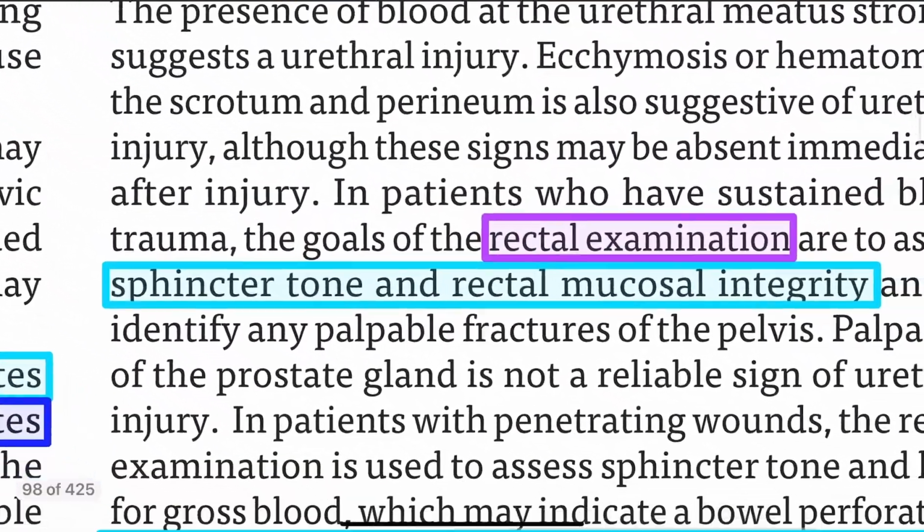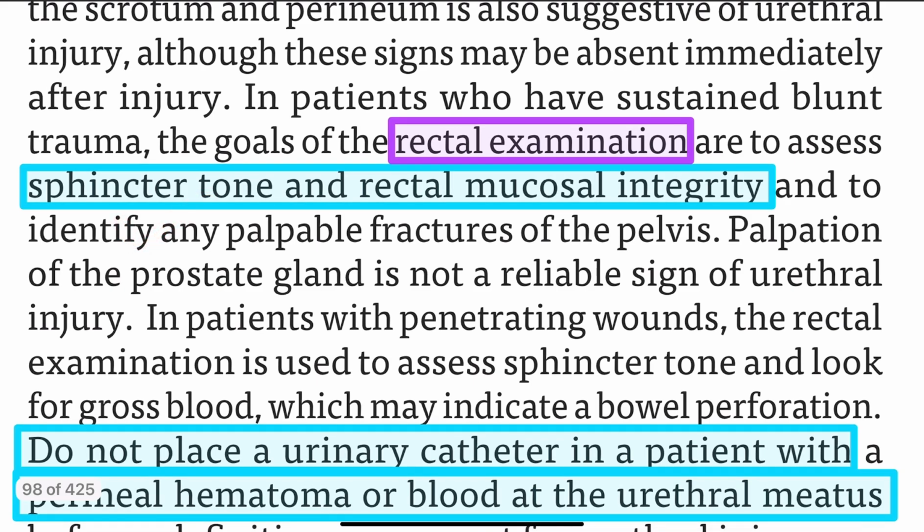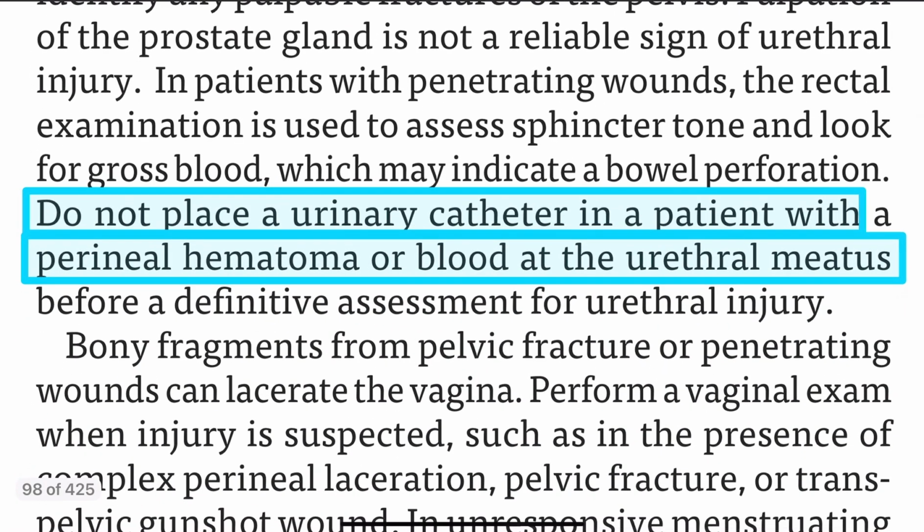Now come to the rectal examination. During rectal examination, you should assess for sphincter tone and rectal mucosa integrity or any gross bleeding. Do not place a urinary catheter in a patient with perineal hematoma or blood at the tip of the urethral meatus. Usually they say do not place a catheter if there is blood at the urethral meatus, but one more thing: in perineal hematoma you should not place a urinary catheter before definitive assessment of urethral injury.